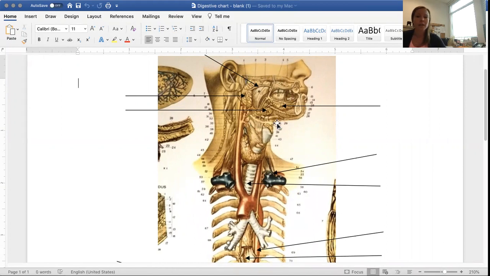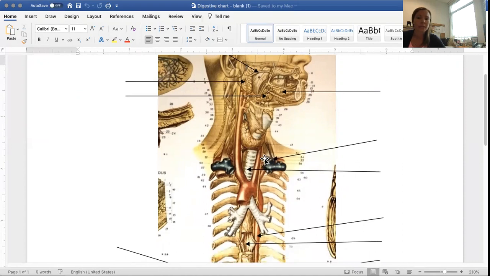Here in the head, you can see the salivary glands. This is the sublingual gland underneath the tongue. This arrow is pointing to the submandibular gland, and this one is pointing to the parotid gland. This is the parotid duct.